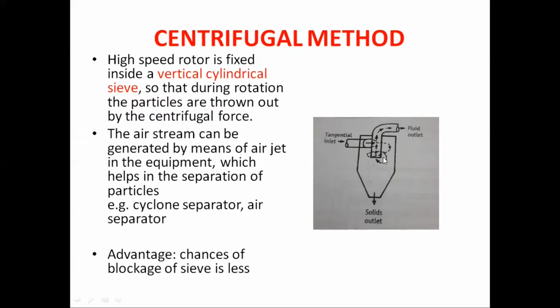This method is known as centrifugal method. Cyclone separator works under the mechanism of centrifugal method. Here, chances of clogging or blockage are not seen. So there are three different mechanisms that come under the size separation process. The first one is agitation, the second one is brushing method, and the third one is centrifugal method.